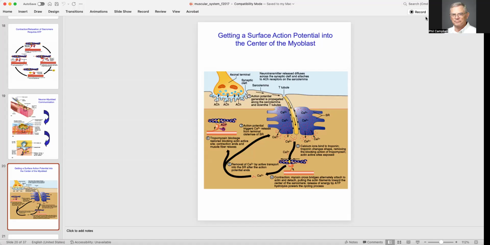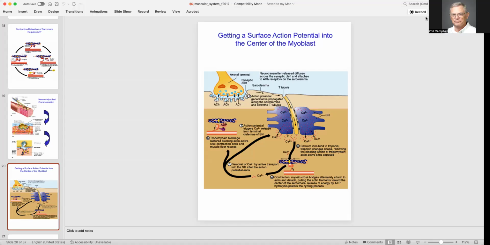That means that the calcium saturates its binding sites on the troponin complex. The troponin complex undergoes a change such that it now exposes the myosin binding site on the actin molecule. Myosin binds, undergoes contraction. All right?